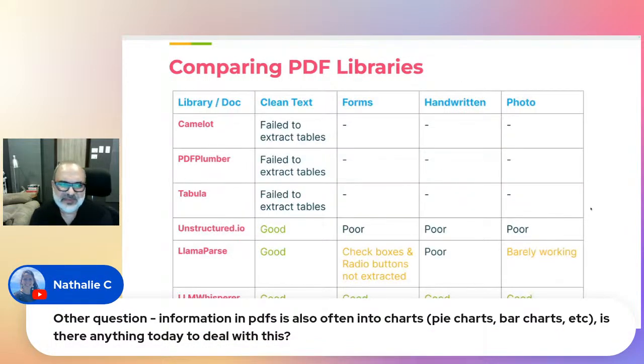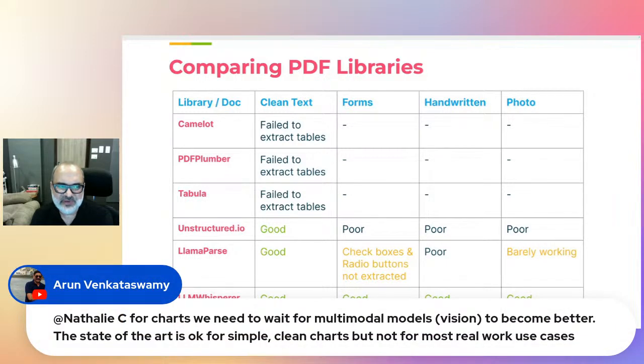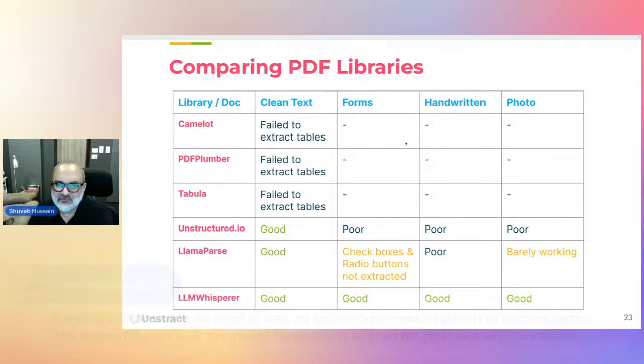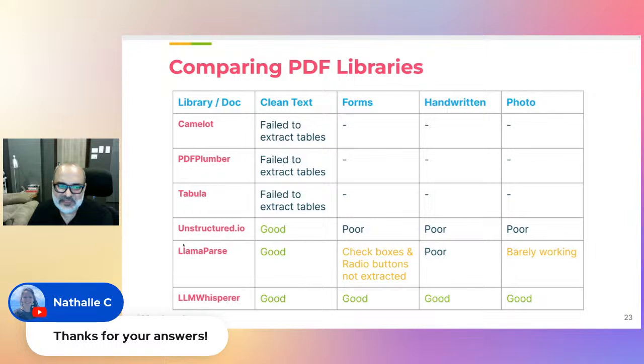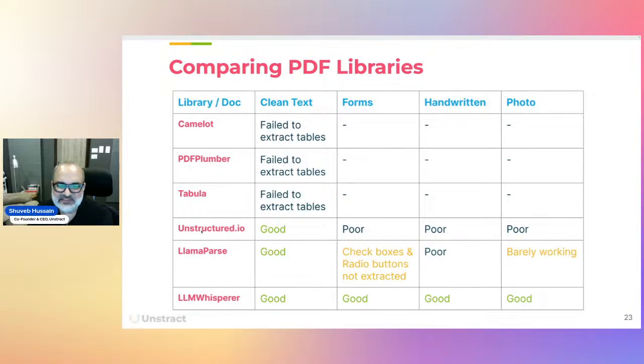Now, this is the comparison. We did not have, unfortunately, really good luck with Camelot, PDF Llama, and Tabula. So we did not proceed with forms and handwritten text and the smartphone photo. But we did see that with clean text, we are getting good output for both Unstructured.io and Llama Parse. But when it came to forms, we didn't see proper data being pulled out. Handwritten text and photos fared poorly, right?